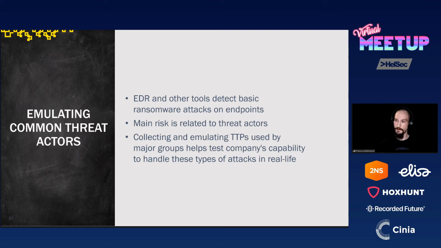Of course, we know that nowadays, almost every organization has some sort of AV or EDR solution that is somewhat efficient at detecting and blocking ransomware attacks on an endpoint. But the main risk is posed by the most advanced type of threat actor. This is the reason why we try to collect various TTPs for threat groups and actors that go beyond the usual process of simply encrypting the data, which is something that we usually see in less sophisticated attacks.